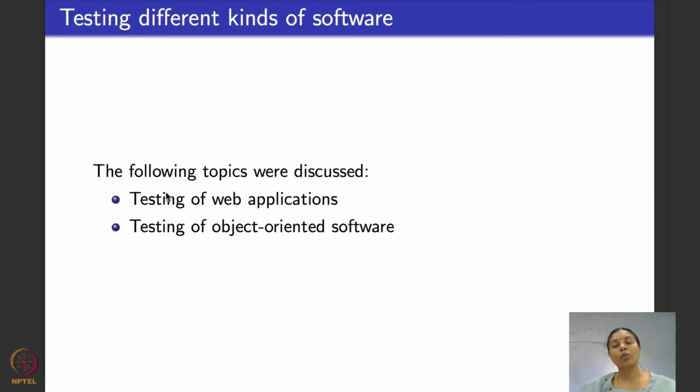We saw the models of yo-yo graphs. We saw various object-oriented faults in detail. And towards the end, in this week, I defined object-oriented integration testing coverage criteria for you all.